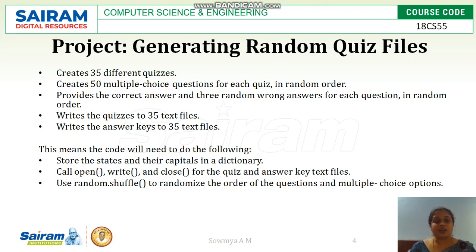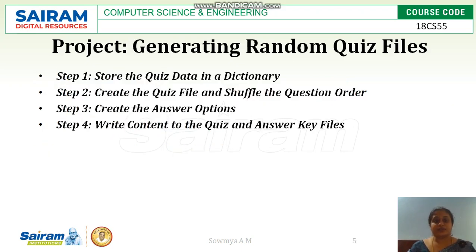Then call open, write and close file for writing the quiz and answer key text files. Use random.shuffle to randomize the order of the questions and multiple choice options. So step 1, we have to store the quiz data in the dictionary. Step 2, create the quiz file and shuffle the answers. Step 3 is to create the answer options and write the content to the quiz file.